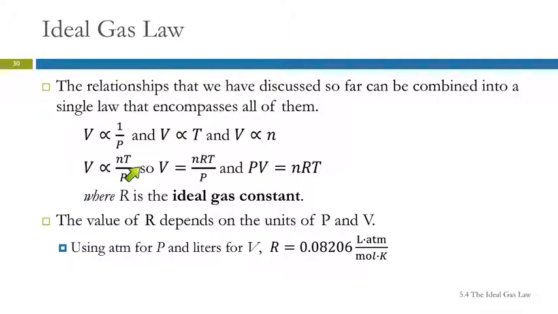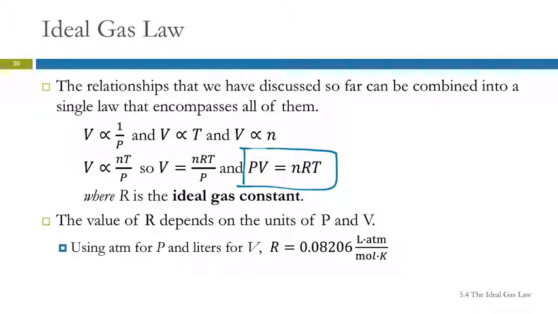If those are proportional, that means that one equals a constant times the other, a proportionality constant. So we get this, where R is the constant, and we can rearrange that into PV equals nRT. That is the ideal gas law. So let's put a box around that. This is the ideal gas law, sometimes called PIVNERT.